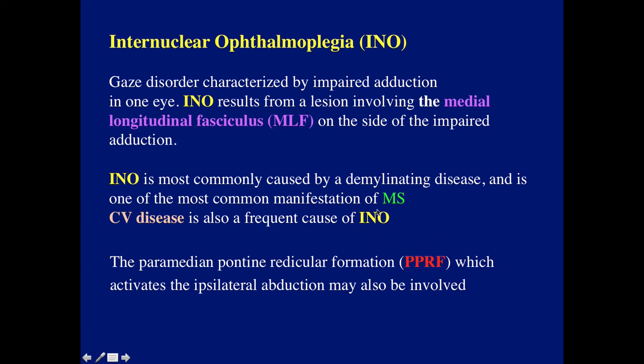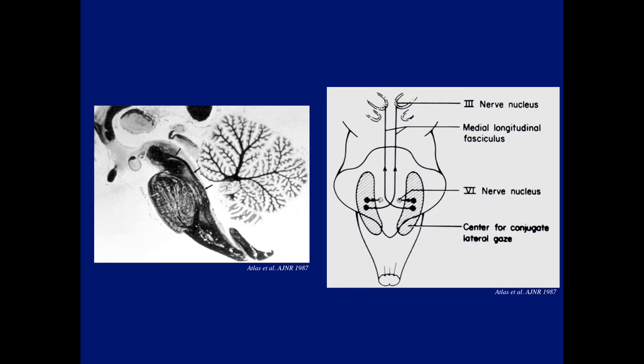Now, while we're talking about INO, I just want to mention the PPRF that some clinicians will sometimes use, which we really cannot see. It's the paramedian pontine reticular formation on either side of the INO, which activates the ipsilateral abduction. It's all complicated relationships, but you may sometimes hear the term PPRF also when these patients have ophthalmoplegia.